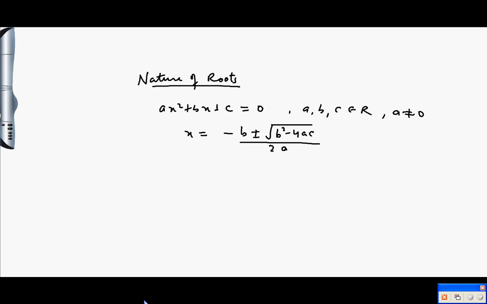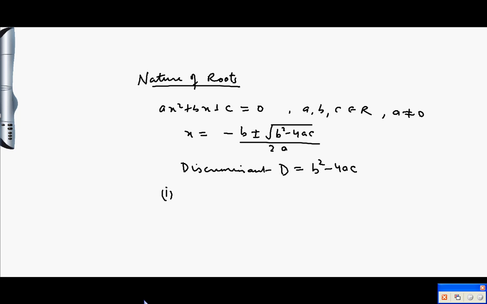So, this term b square minus 4ac is very significant as far as the nature of roots of this quadratic equation are concerned. We call this expression the discriminant and denote it by D. So, whenever we have a quadratic equation, we will be able to calculate this number D using this formula b square minus 4ac. And for discussing the kind of roots, we will write down the following conditions.